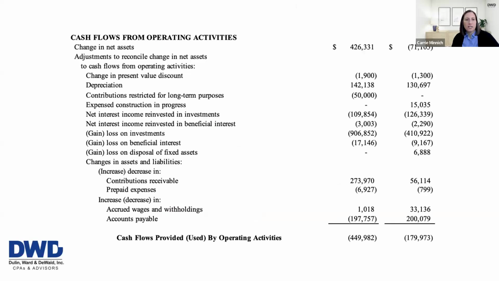So when we're looking at this, the first section is cash flows from operating. We have 2024 in the first column and 2023 in the second column. So what we want to look at here, this is basically adjusting the accrual basis to the cash basis. So what this says is that during 2024, we used $449,000, almost $450,000 in operations.